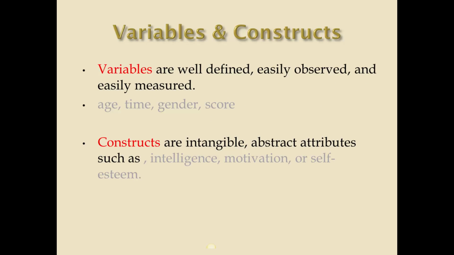There is an important distinction between a variable and a construct. Usually variables are very easy to define, easy to observe, and easy to measure, like age, time, gender, score. Constructs are a kind of variable that is hard to define and hard to measure, like intelligence, motivation, self-esteem, parental involvement. These are constructs that are hard to evaluate.